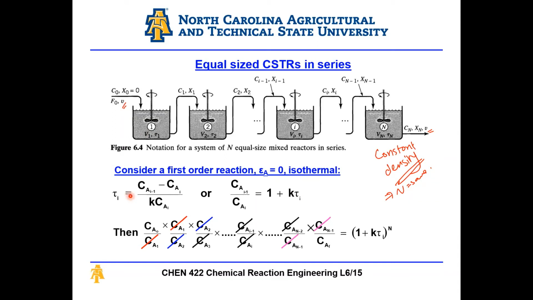Tau is equal to C_A,i-1 minus C_A,i over k C_A,i. Alternatively, we usually write it as C_A0 minus C_A over C_A0. And this is the performance equation for a CSTR. If I rearrange this, I'm going to get C_A,i-1 over C_A,i is equal to 1 plus k tau i.